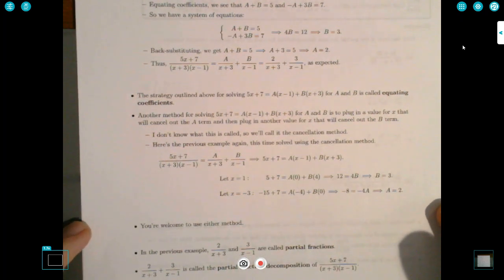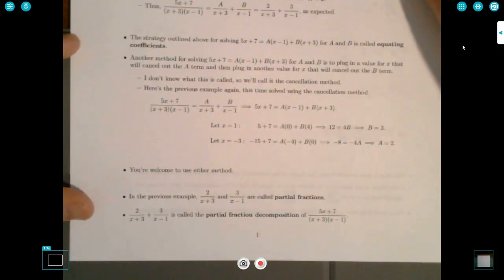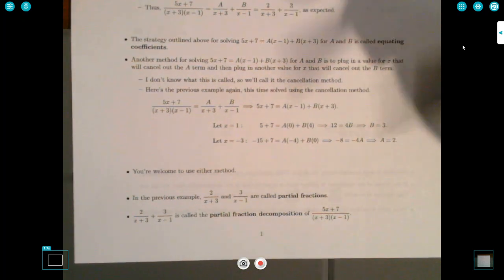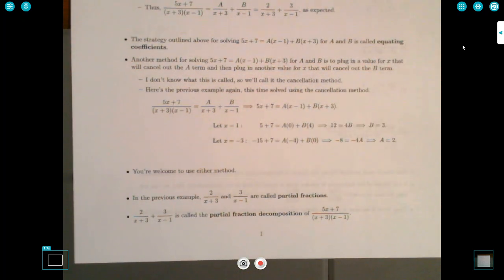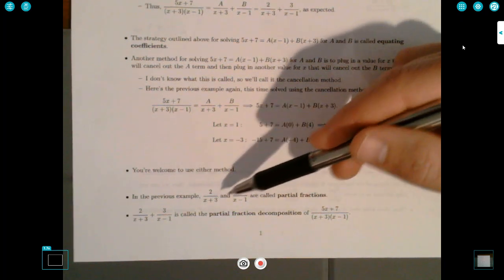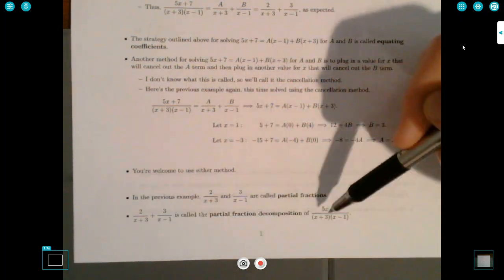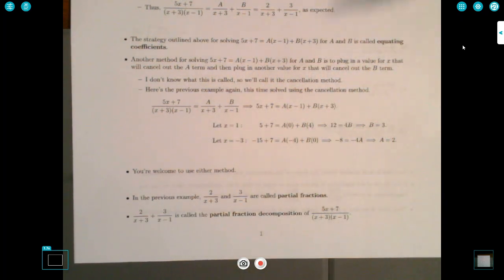Just so that you understand what I'm talking about, let me define that these little fractions in this previous example, right? These are called partial fractions. And when you add them together, that's called the partial fraction decomposition of the original expression. So we want to find the partial fraction decomposition of these kinds of things so that we can integrate them.